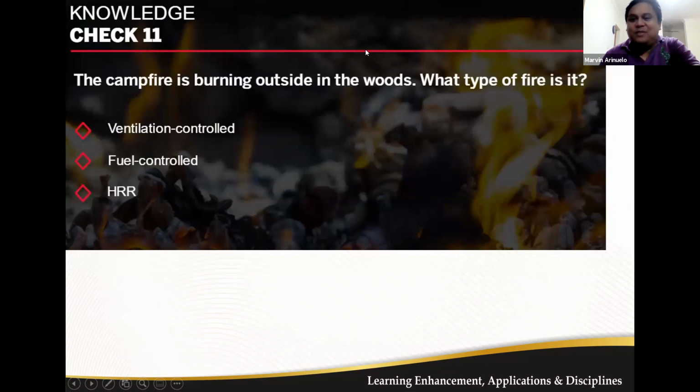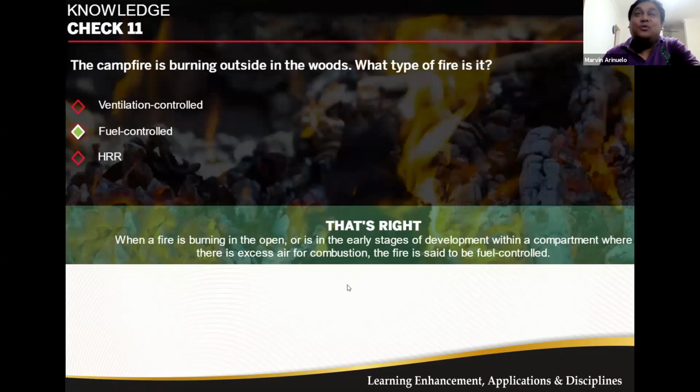Okay, very good, Mr. Conrad. That is fuel controlled. And just to remind you, when a fire is burning in the open, or in the early stage of development within a compartment when there is excess air for combustion, like the campfire outside in the woods, the fire is said to be fuel controlled.